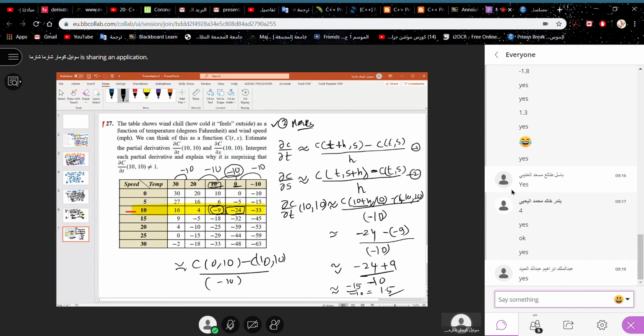Similarly, we can find del C upon del S. Can you find del C upon del S at 10 10? You can see here this value is increasing every time, 5 increasing. So here you will get del C upon del S at 10 10 equivalent to C 10 15 minus C 10 10 upon 5.